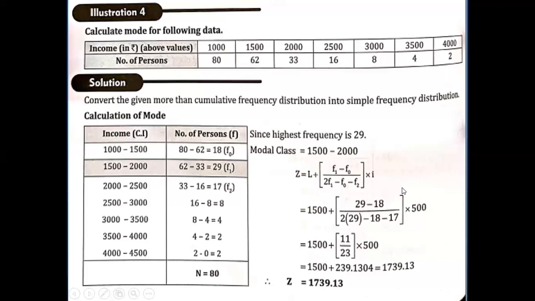So by using the modal formula, we can take the F1, F2, and F0 values. F1 is 29, which is the highest repeated frequency number. The previous one, F0, is 18. The succeeding one is 17. So putting this into the formula, Z is going to be 1739.13.